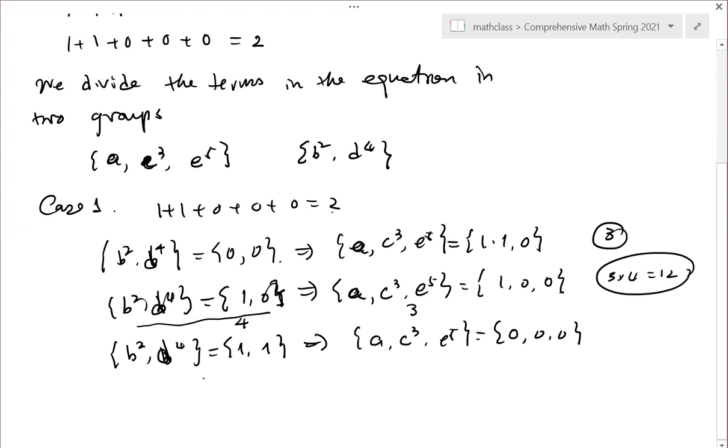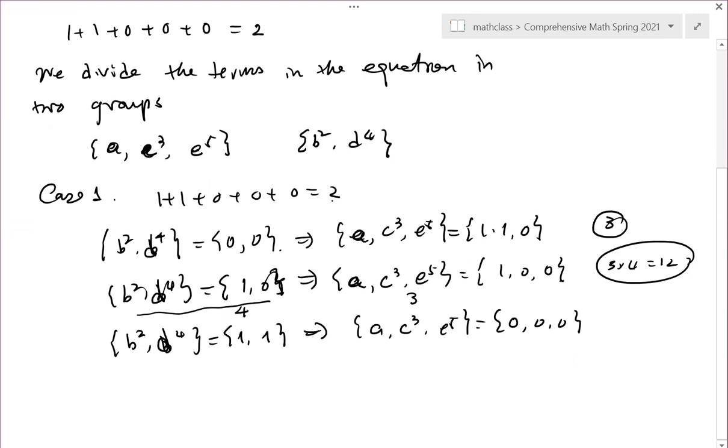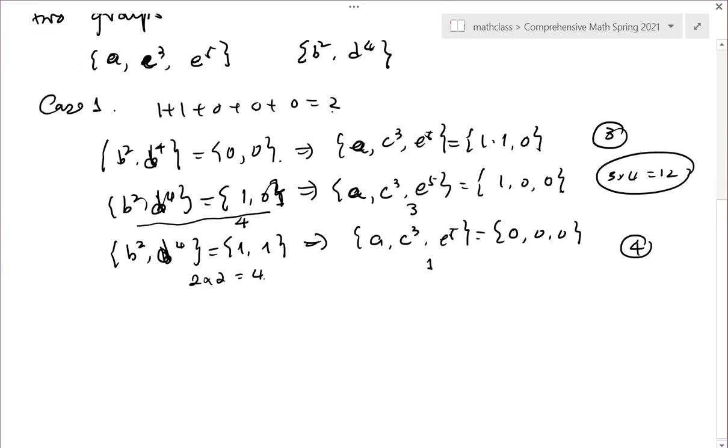Then you look at this one. b squared equals 1, d to the fourth power equals 1. So b is plus or minus 1, right? And d is plus or minus 1. In total, you have 2 times 2, which is 4. And this one has just one solution. So the combination is going to be just 4. So you get all the possible solutions from here.